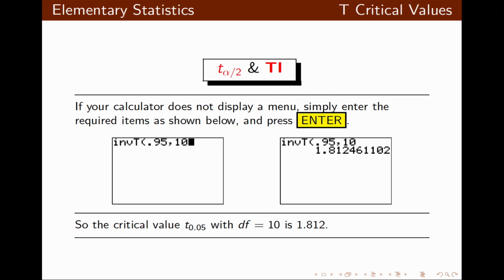I hope this presentation helped you understand critical values and how to find t alpha over 2 critical value.